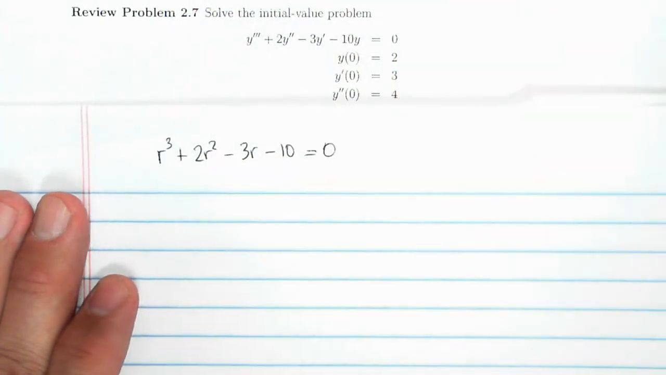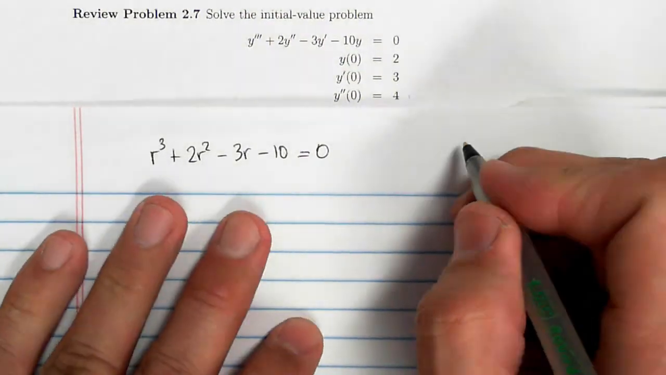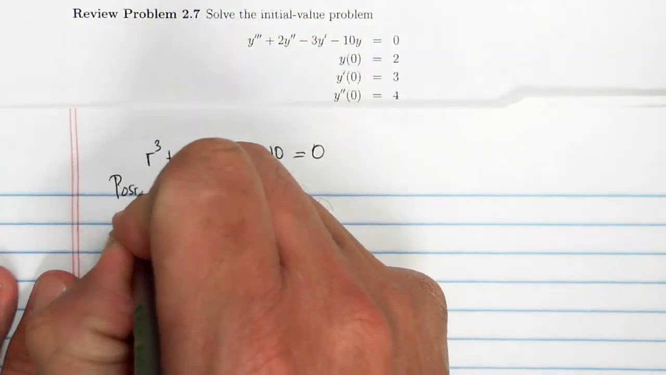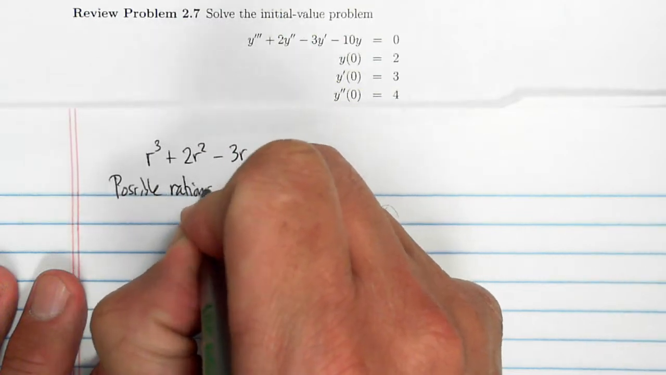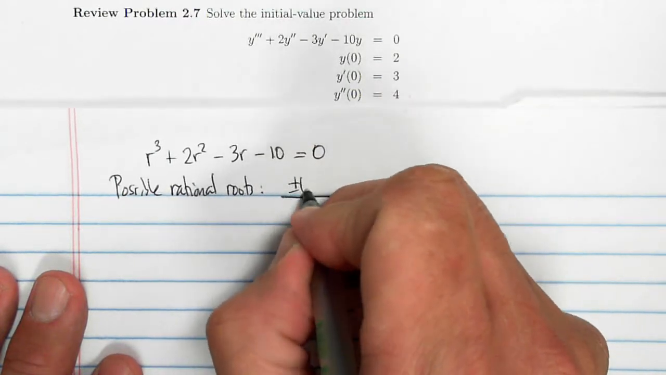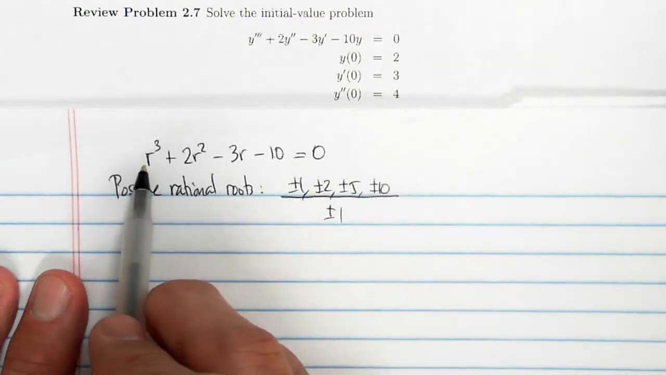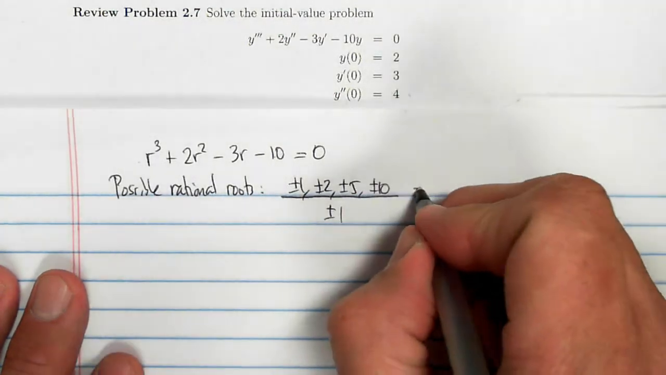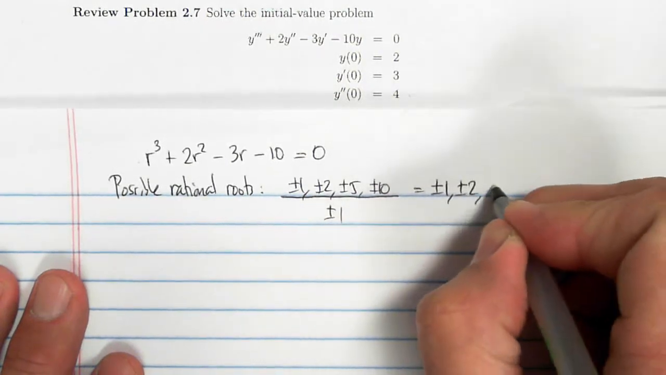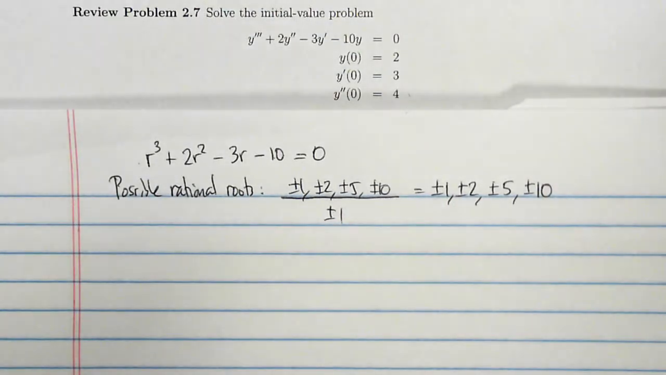10 = 0. That is a cubic equation, and so we have to somehow factor this. Well, we'll start by finding the possible rational roots. So the possible rational roots: the numerator will be things that go into 10, so plus or minus 1, plus or minus 2, plus or minus 5, plus or minus 10, over things that go into the leading coefficient, which is 1. So I've got 8 candidates to test. There's no guarantee that any of these 8 things are going to work, but if there's a rational root, it must be one of these 8 numbers.